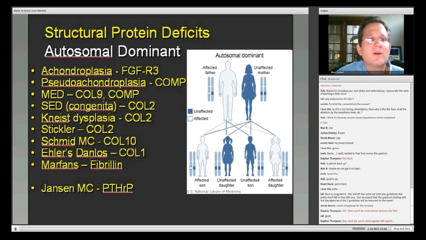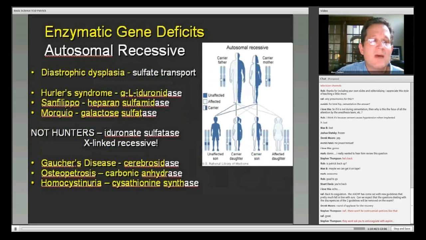The genes are associated with this, and in the recorded version you can go through it. But just remember, collagen's a structural gene. Fibrillin in Marfan's disease is a structural gene. Achondroplasia is caused by fibroblast growth factor receptor, that's a structural gene. So if it's a structural protein gene, it's autosomal dominant. If it's an enzymatic gene problem, then it's probably going to be autosomal recessive.